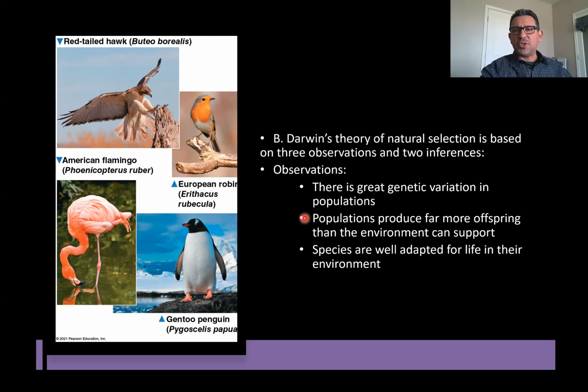A second observation Charles Darwin made is that populations always produce far more offspring than are capable of surviving or even having enough resources in the environment to support. So as a consequence, there's always going to be a great deal of mortality. Some of the young are eaten by predators. Some are sick and die. Some are going to just not get enough resources to be well nourished and healthy, and so they're going to die.